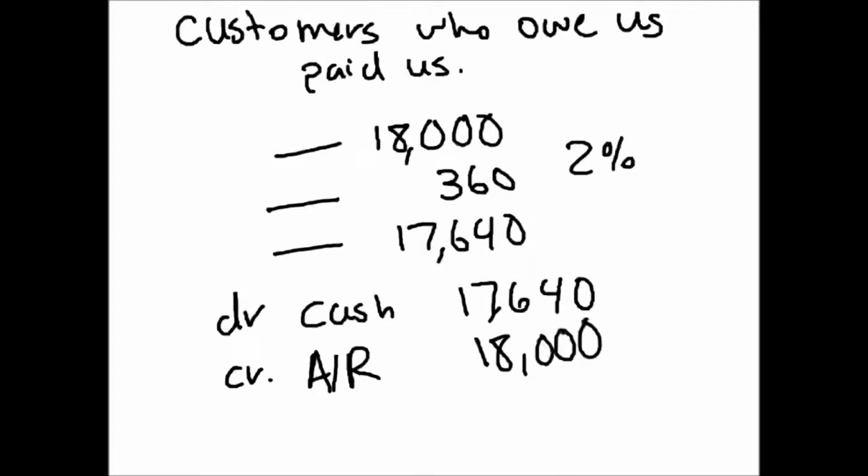Now, what about that 360 to get this thing to balance? What's going to happen there? That 360. Our customers are getting a discount, so what's happening to finish off this last piece? Sales discount. So we have sales discount.